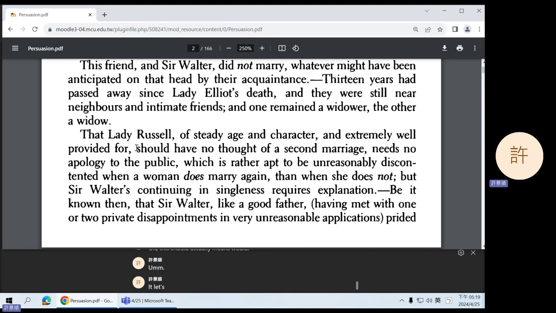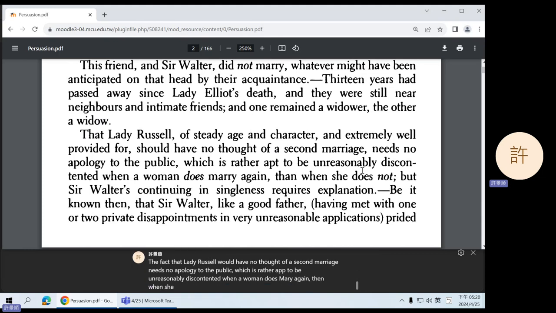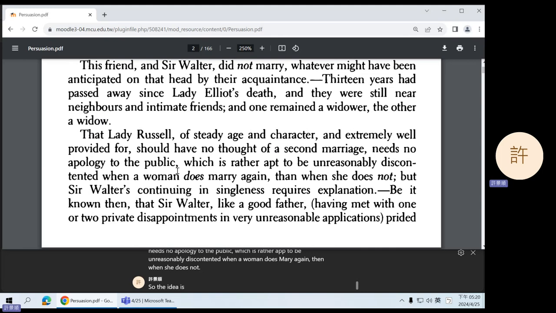Let's just call it a British English thing, but it means would. That Lady Russell would have no thought of a second marriage needs no apology to the public, which is rather apt to be unreasonably discontented when a woman does marry again than when she does not. So the idea is, there's no need to think that something strange is preventing them from marrying each other.